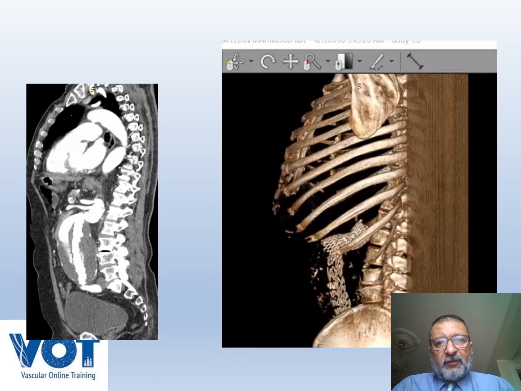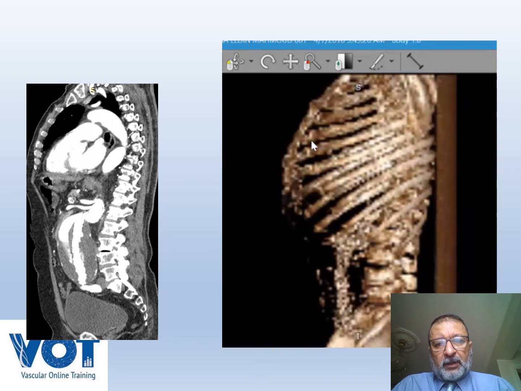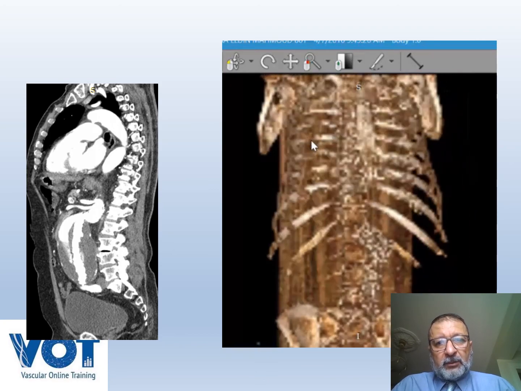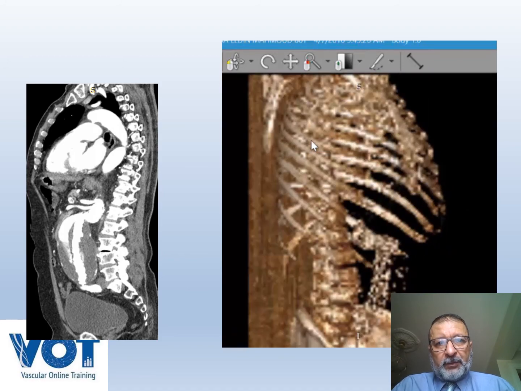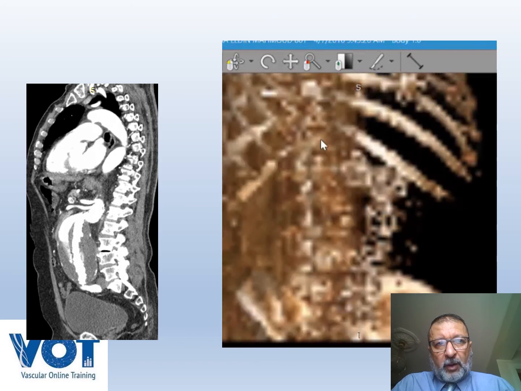After one month follow-up, as you can see, this is the picture: a patent endograft with a small amount of type 2 endoleak into the sac. And this was the one month follow-up.